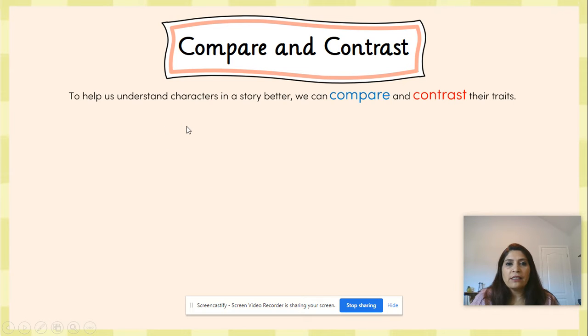To help us understand characters in a story better, we should be able to compare and contrast. Now, we know what compare and contrast means. When we are comparing, we're finding things that are the same, and when we are contrasting, we're looking for things that are different.